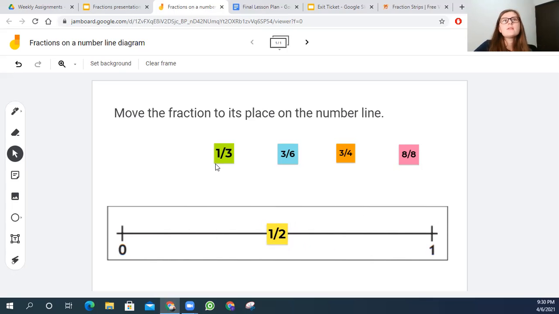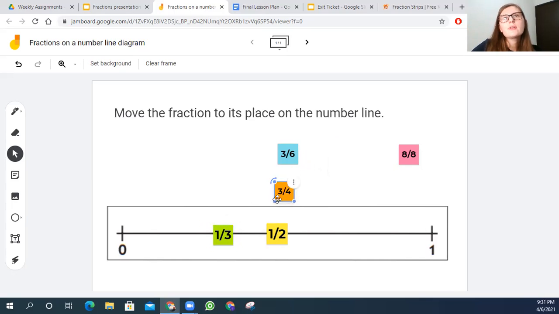For the rest of these, again, we need to think about how many parts we're splitting this into. How many parts does it represent? 1/3 is 1 of 3 parts, so it would be somewhere around here. It should be less than 1/2. 1/3 is smaller than 1/2. We don't want it to be too close to the 0 or too close to 1/2 because we want to try to keep our sections as equal as possible, because remember, fractions are equal parts of a whole. Here, 1 represents a whole.